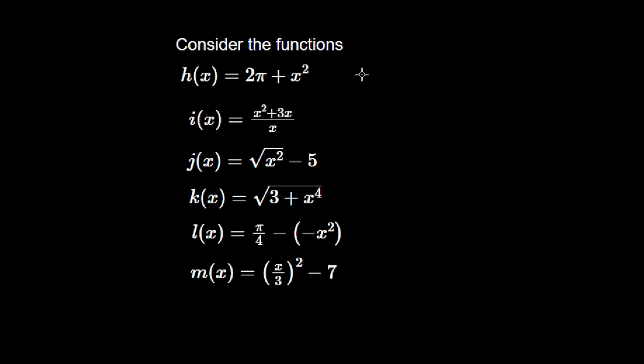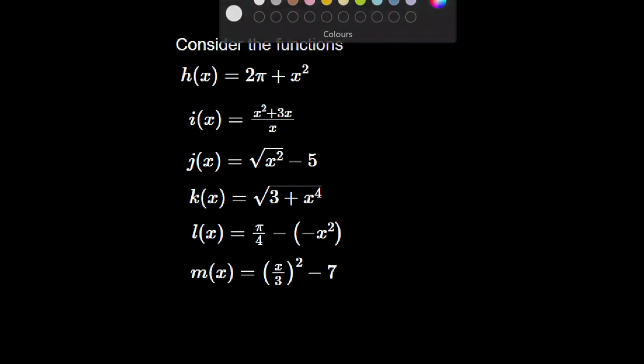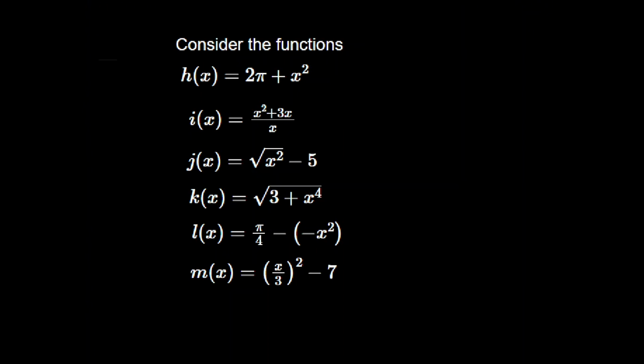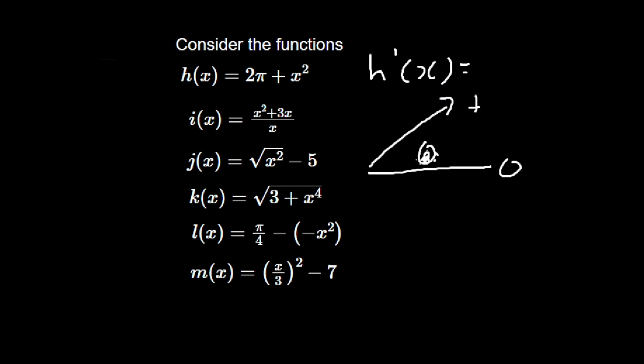So first of all, let's find the derivative of h of x there. Given that 2 pi is a constant, it's like the number 3. If you try and find the gradient of a straight line, you're always going to get 0. The ball on top doesn't want to roll either to the left or to the right, so it's got a gradient of 0. Whereas if it's positive, the ball wants to roll to the left, and if it's negative, the ball wants to roll to the right.